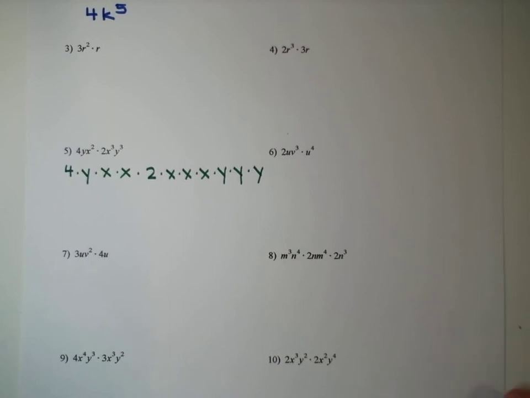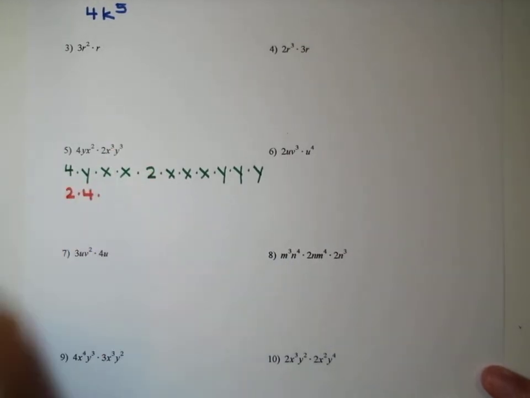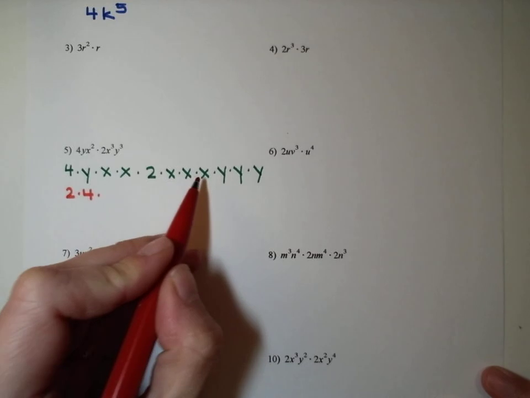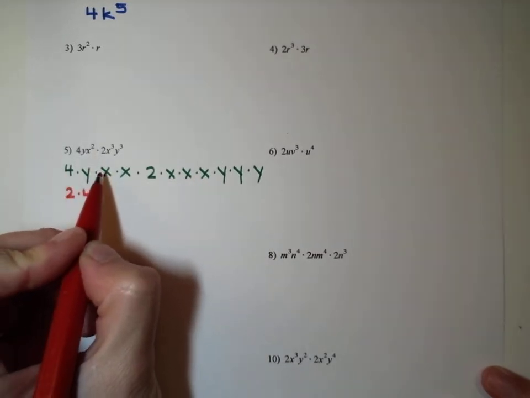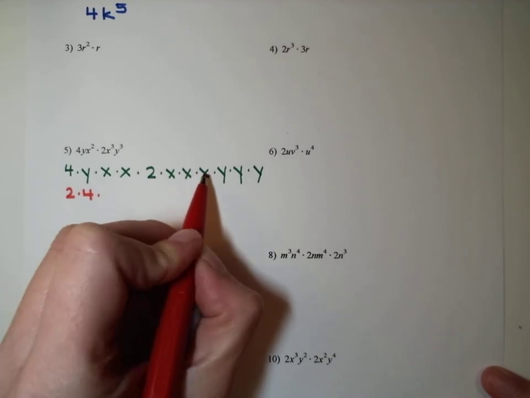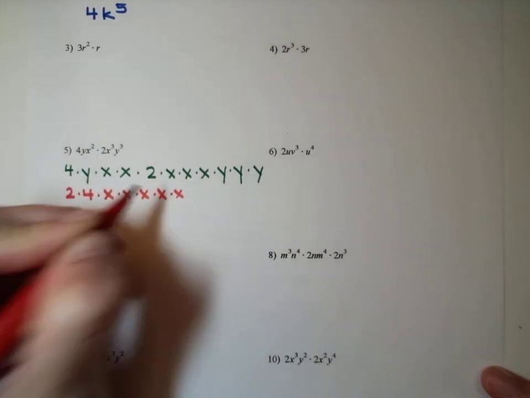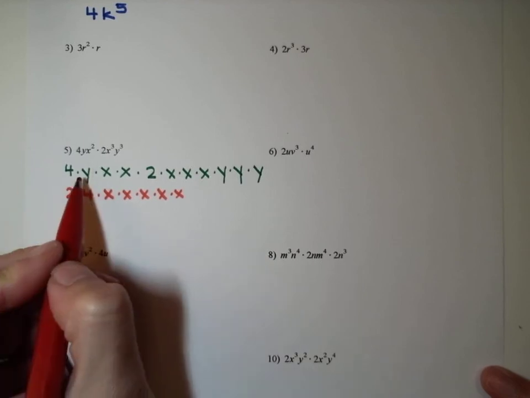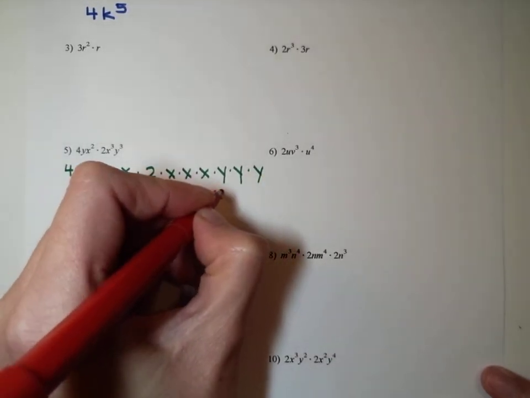Now we're going to rearrange. So let's put all of our numbers together. We have 2 and 4. And then we're going to do our letters in order. So x comes before y in the alphabet. So we'll do x first, and there's 1, 2, 3, 4, 5 x's. And then we'll do the y's. 1, 2, 3, 4 y's.